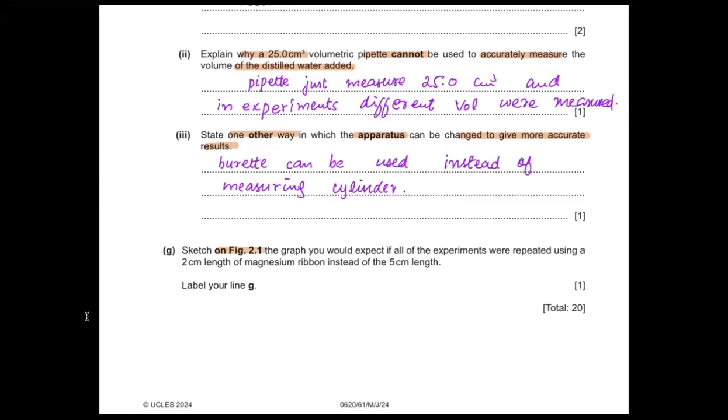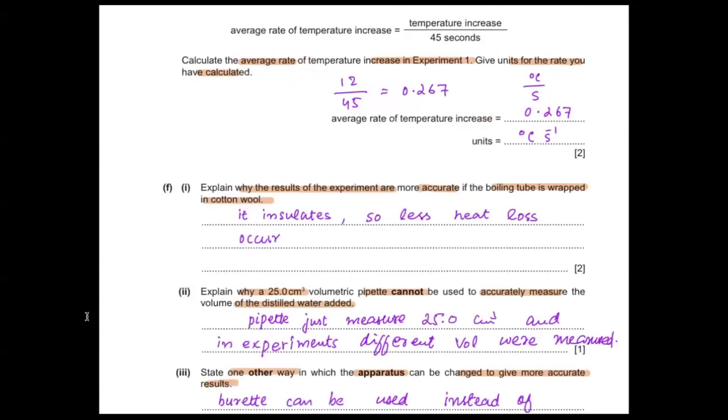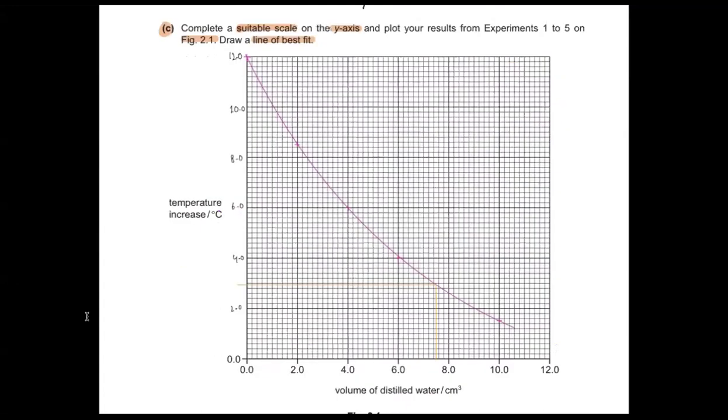Sketch on figure 2.1 the graph you would expect if all of the experiments were repeated using a 2 centimeter length of magnesium ribbon instead of 5 centimeter length. Label your line G. So if we use 2 centimeter instead of 5 centimeter magnesium ribbon, what is going to happen? The temperature change would be lower, right?